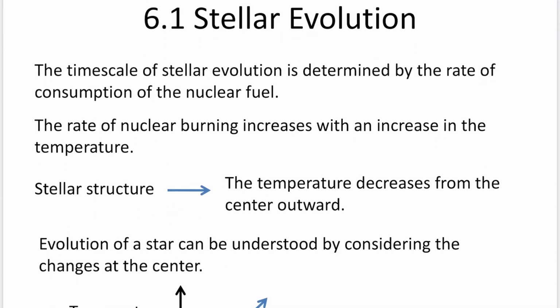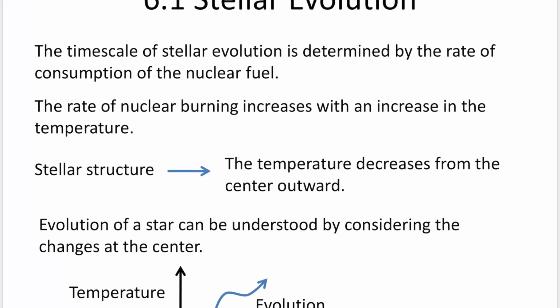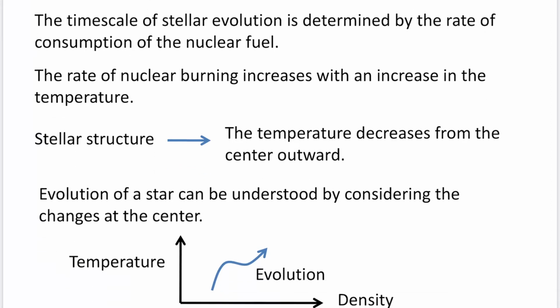First topic is the stellar evolutions. Time scale of stellar evolutions is determined by the rate of consumption of the nuclear fuel. The rate of the nuclear burning increases with an increase in the temperatures. So if you consider the stellar structures, temperature decreases from the center outward.